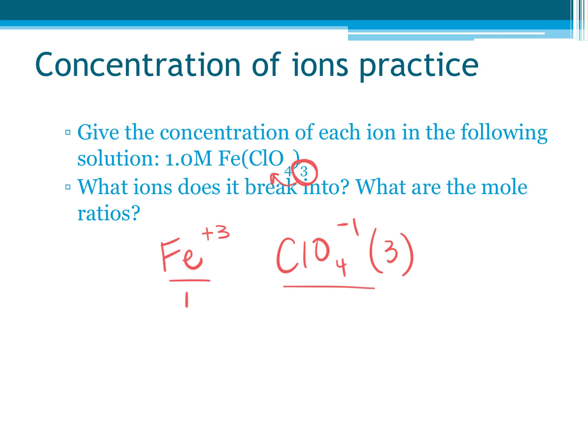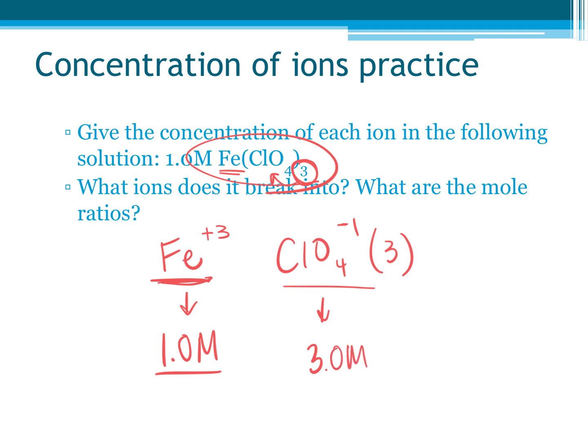And so what would be the concentration of iron? Just iron? 1.0. Just 1.0 because it's the same, right? It's 1 iron per big molecule. And so then for perchlorate, what would our concentration be? 3.0 molar for perchlorate, right? Because we're going to take the concentration of our total times 3, because there are 3 times as many perchlorate ions in there as there are iron. Okay, so here are our 2 concentrations.